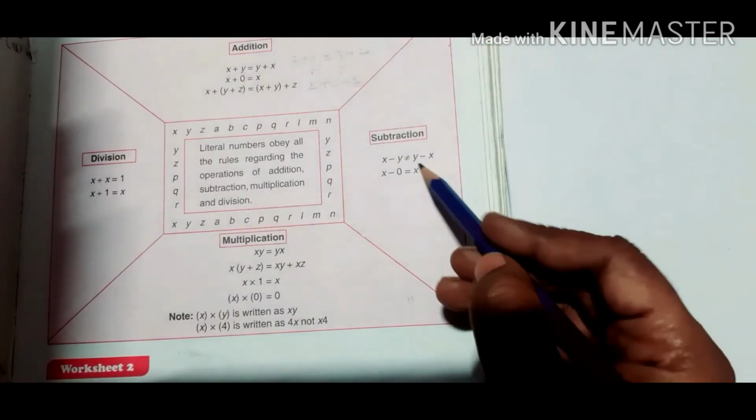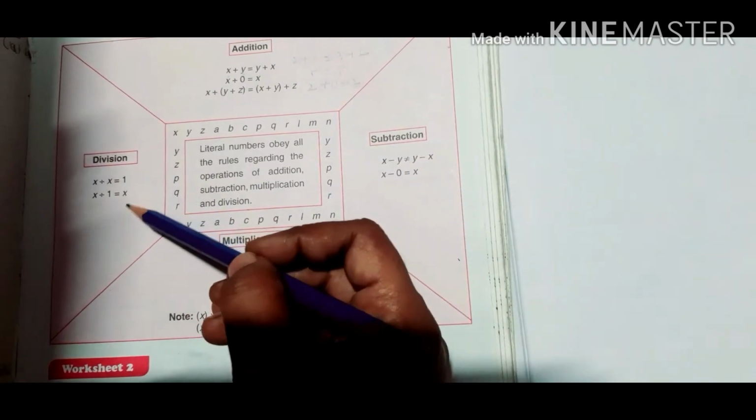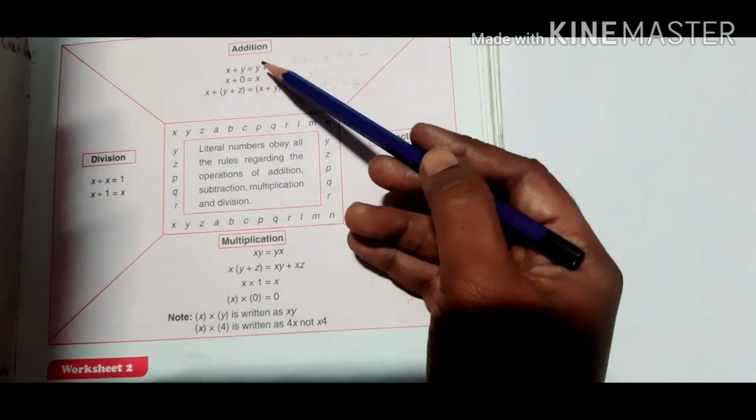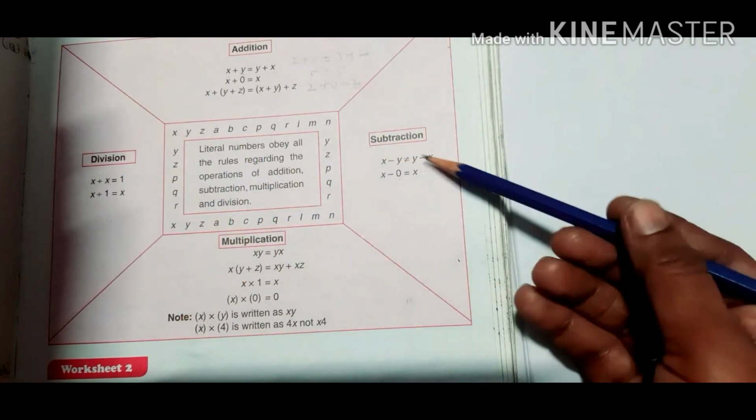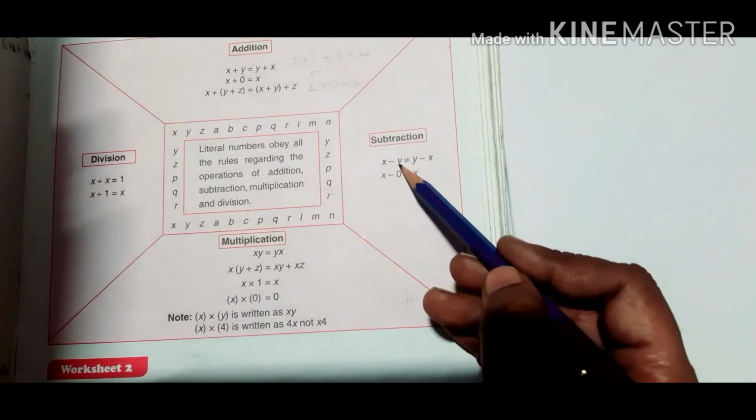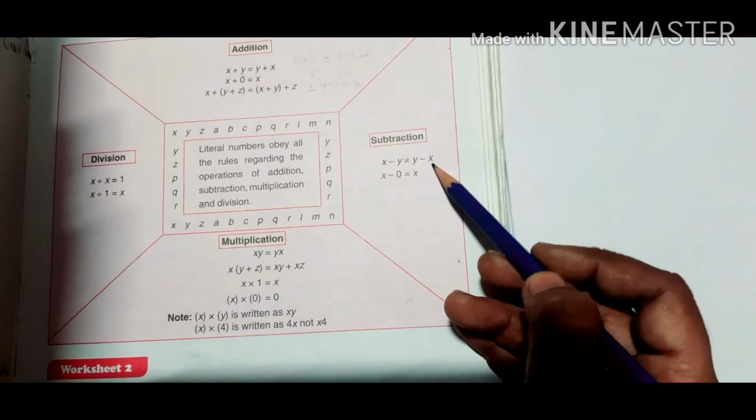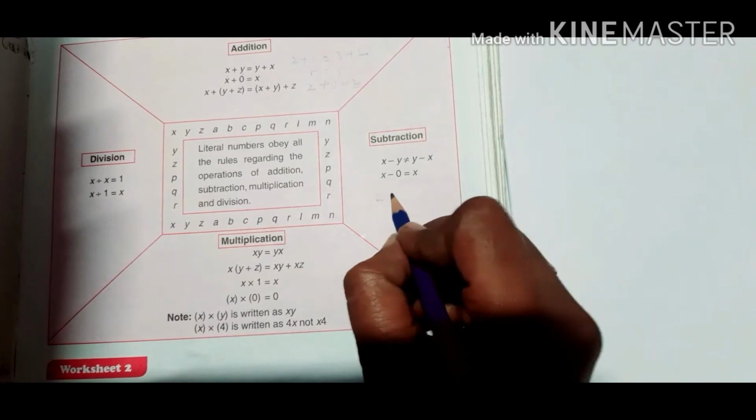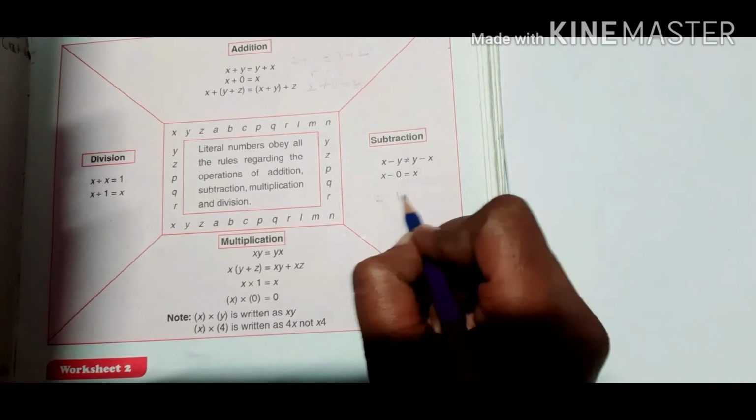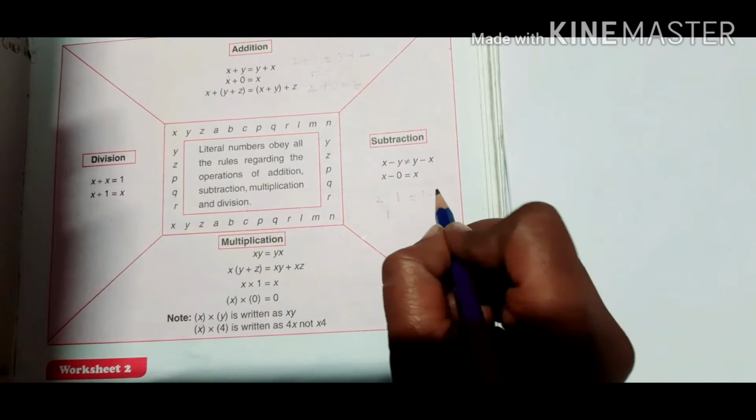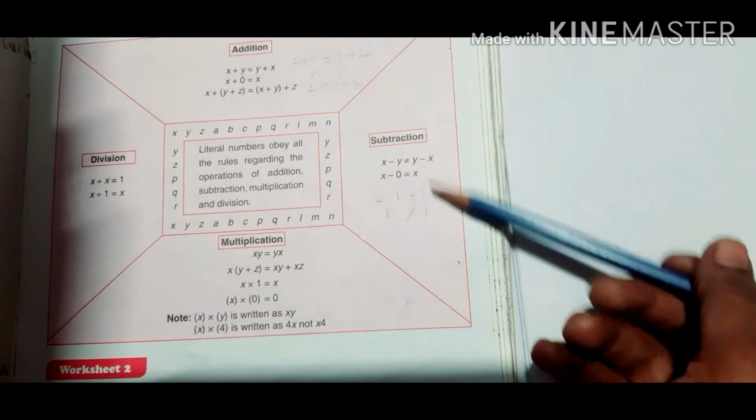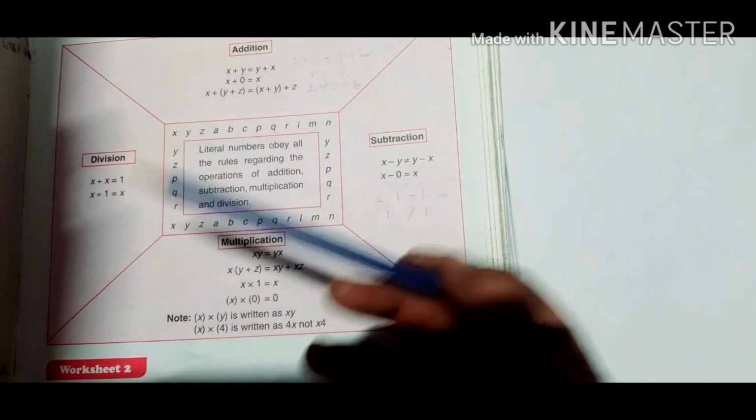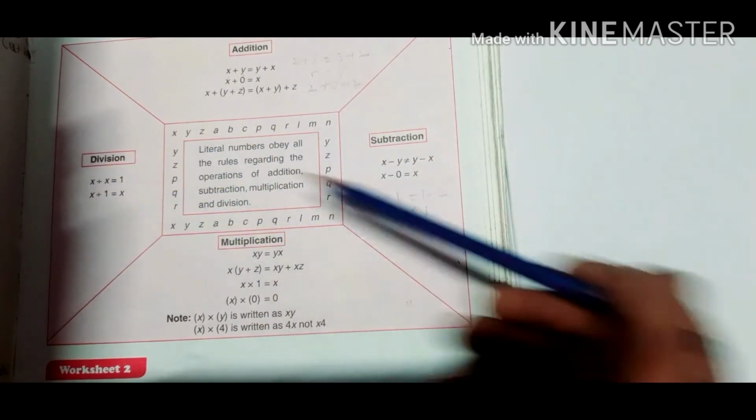Under subtraction and division, these two laws, that is commutative law and associative law, do not hold good. Here x minus y is not equal to y minus x. That means 2 minus 1 is 1, but 1 minus 2 is not 1. Therefore, under subtraction and division, the commutative law and associative law do not hold good.